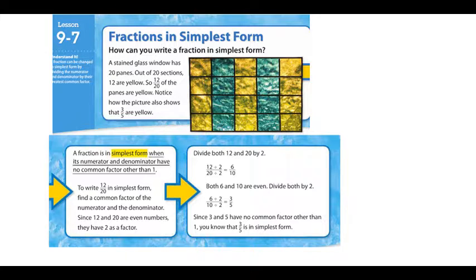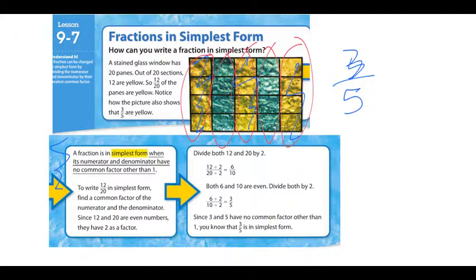But if you see it in a different way, I can also see that there are 1, 2, 3, 4, 5 groups there, and 1, 2, 3, so 3 out of 5 groups are yellow, like they already said. Okay, so how does this relate to simplest form, you might wonder? Let's look at the top of your next page, where it says a fraction is in simplest form when its numerator and denominator have no common factor other than 1.